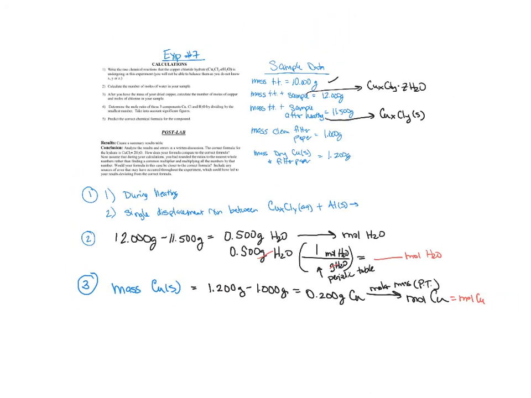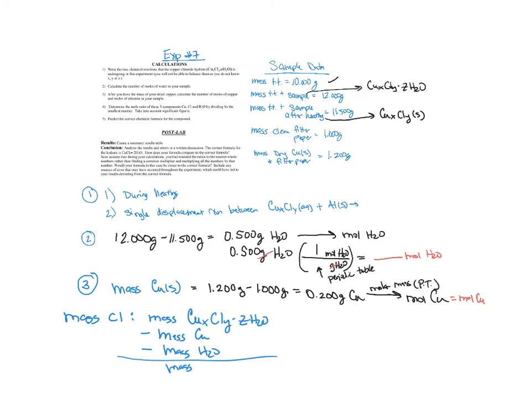Looking at these numbers, we have the grams of water, we have the grams of copper. We need to figure out the grams of chlorine. So to get the grams of chlorine, or the mass of chloride, I need to subtract. I have to take the mass of my entire compound, CuXCly.ZH2O, subtract the mass of the copper, subtract the mass of the water, and that will give us the mass of the chlorine. To do that, remember we have our grams of water right here, so that goes right here. We have our grams of copper right here.